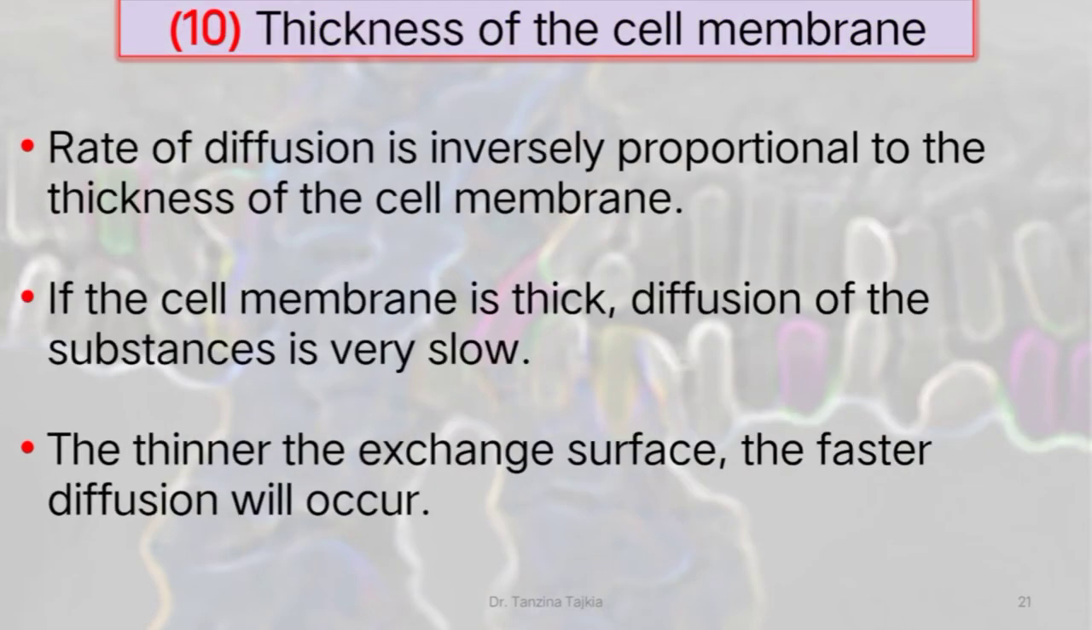Then thickness of the cell membrane. The rate of diffusion is inversely proportional to the thickness of the cell membrane. If the cell membrane is thick, diffusion of a substance is very slow. The thinner the separating surface, the faster diffusion will occur.